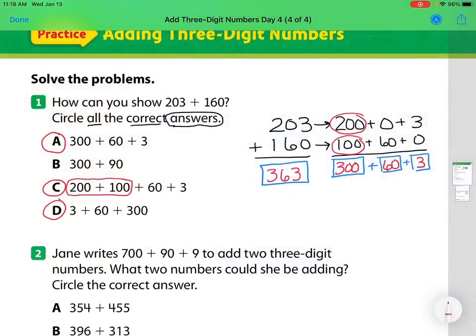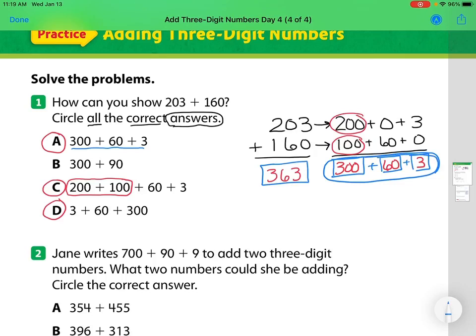Okay, I hope that you have finished filling out your expanded form and that you came up with answers A, C, and D as the correct answers. So let's just take a look and see why those are correct answers. A says 300 plus 60 plus 3. Well, when I look over at my expanded form, I can see that when I added all my hundreds, tens, and ones together, that's exactly what I got as my answer here, 300 plus 60 plus 3. So that's how I knew that A was correct.